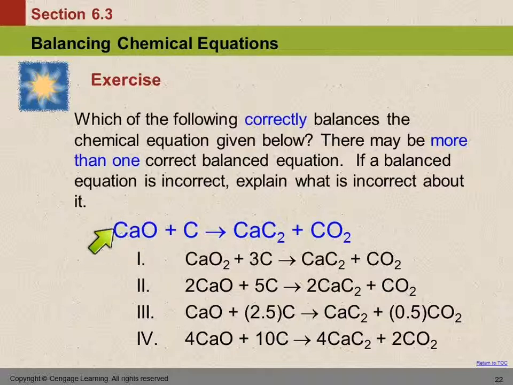I'm going to look, so calcium. Over here on the left side of the arrow, I've got 1 calcium. And over here on the right, I've got 1. So that's good. Here, oxygen, I've got 1. There's none here. So total of 1 oxygen. Over here, I've got 2 oxygens. So let's try just fixing that right off the bat. I'll put a 2 here. So now over here, I've got 2 oxygens, and over here, I've got 2 oxygens.